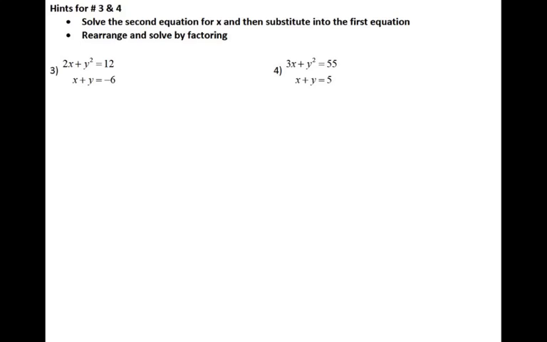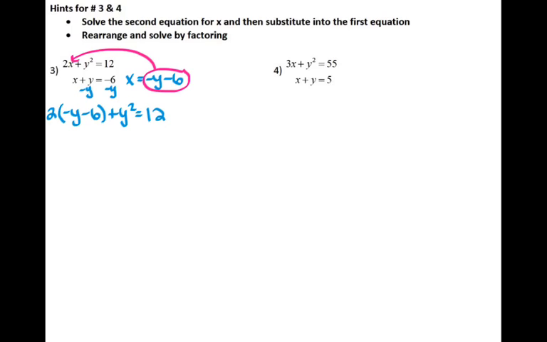So I'm going to solve the second equation for x by subtracting y from both sides. So that leaves me with x equals negative y minus 6. So now that I know that x equals negative y minus 6, I can go ahead and substitute it for x in my first equation. So now I have 2 times (negative y minus 6) plus y squared equals 12. I'm going to distribute the 2, so that's negative 2y minus 12 plus y squared equals 12.